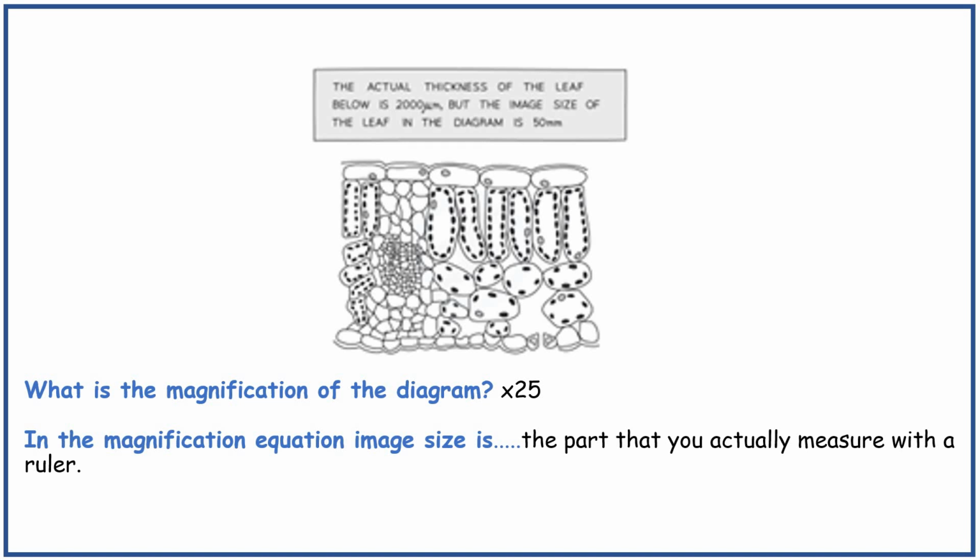What is the magnification of the diagram? If the actual thickness of the leaf below is 2,000 micrometres, but the image size of the leaf in the diagram is 50 millimetres, so 50 millimetres is 50,000 micrometres. So the actual is 2,000 and the image is 50,000. So you do image over actual, 50,000 divided by 2,000, which is 25. In the magnification equation, image size is the part that you actually measure with a ruler.